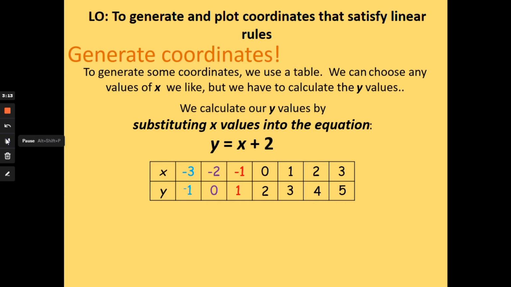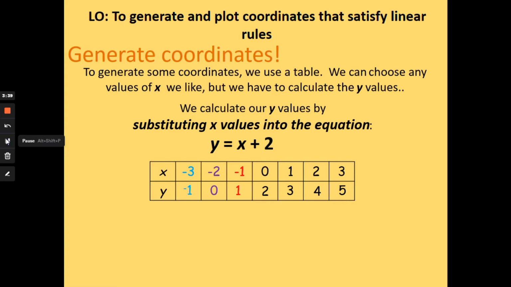So you can either start at the 0, where it's easier, or you can start at one end and work your way down. So I've started with minus 3, I'm now going to do minus 2. So minus 2, add 2 equals 0. Minus 1 add 2 equals 1, 0 add 2 equals 2, 1 add 2 equals 3, 2 add 2 equals 4, and 3 add 2 equals 5. So there is the table filled in.